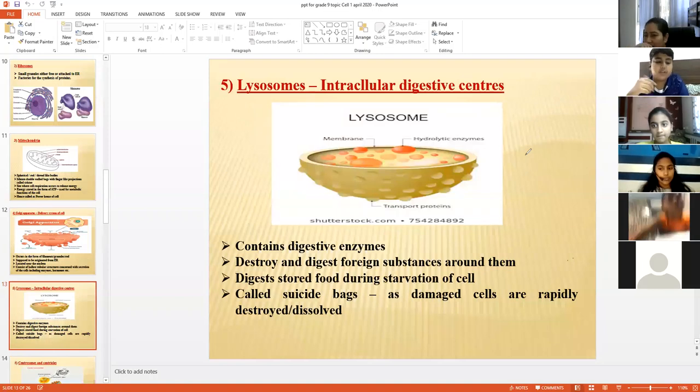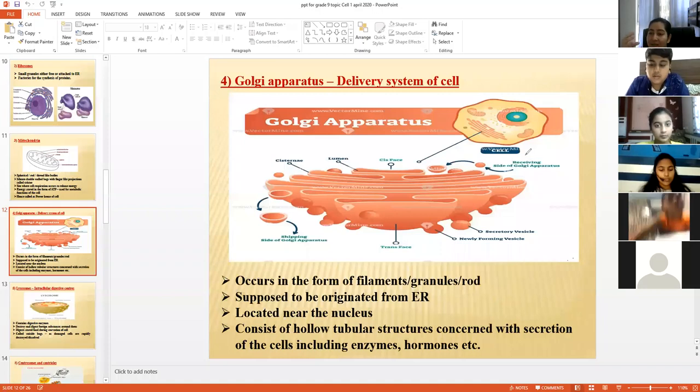And what's the function of the Golgi apparatus? The Golgi apparatus will secrete the enzymes which are needed for the functioning of the cell. Like, for example, respiration. The respiration needs a lot of enzymes. We just know vaguely how respiration occurs. Okay, the glucose is broken down to ATP, but it is not that simple, children. There are hundreds of enzymes which are needed for that single process to occur.